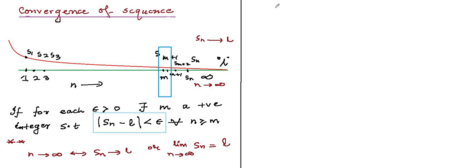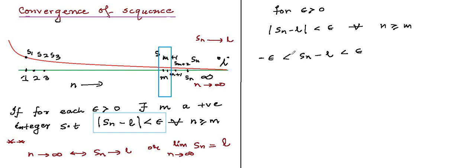Now, as we know, if a sequence is convergent and it is converging to L, we have this definition: for epsilon greater than 0, |Sn - L| is less than epsilon, and that is for all values n greater than or equal to m. If you open this modulus, you will obtain that this whole value is lying between minus epsilon and epsilon. Thus, we can simplify this equation.